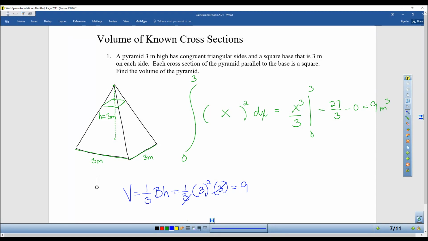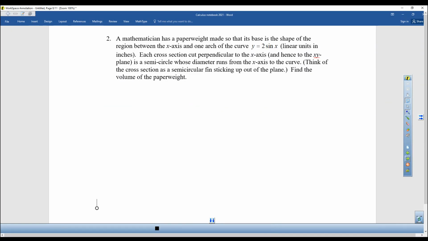But pretty much what's happening is we're still just running things through a slicer from point A to point B, from 0, the sides are each 0 to 3. And as long as it's a known cross section, in this case squares, you can figure it out. So let's do number 2.